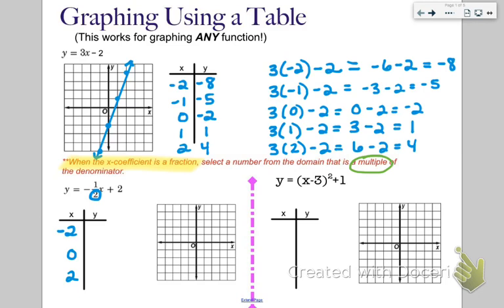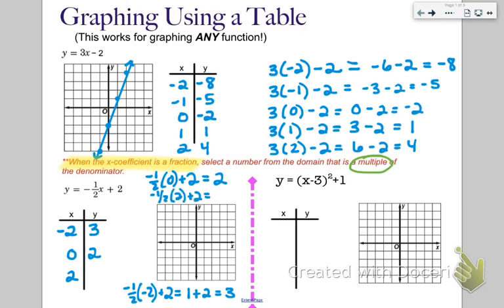When we plug in negative 2, we have to follow the order of operations, and then we get an output of 3. Plug in 0, that one's a little bit easier because 0 times anything is 0, so 0 plus 2 is 2. And last but not least, plug in positive 2, and we get an output of 1. So go ahead, plot those 3 points and connect them with a line with arrows at both ends.